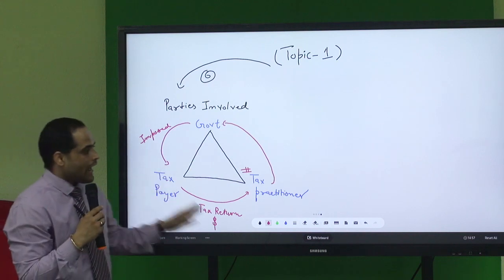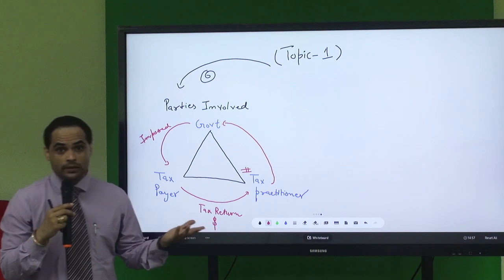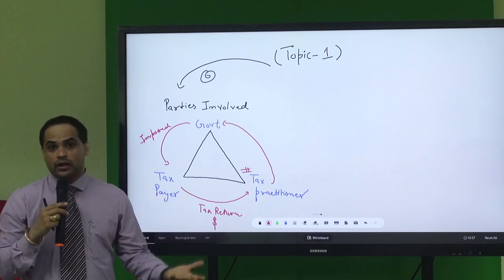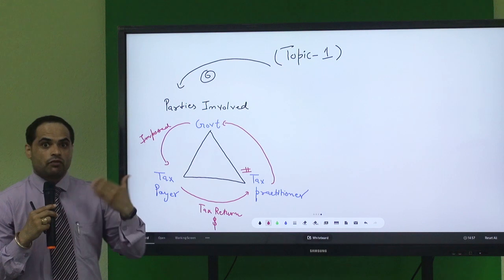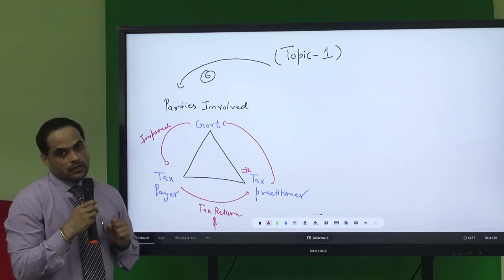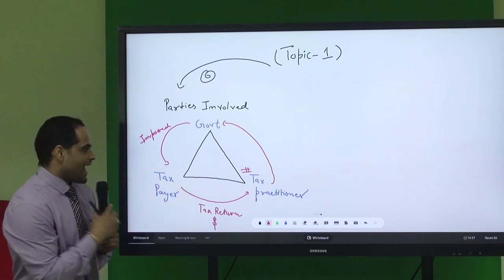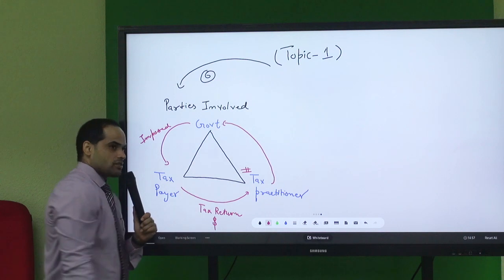So what I will do, I will contact a tax practitioner. Tax practitioners are professional people. As I said, they may be accountants or lawyers. They have detailed knowledge about that particular tax group of people or tax categories. So they help the taxpayer to submit the tax return to the government.